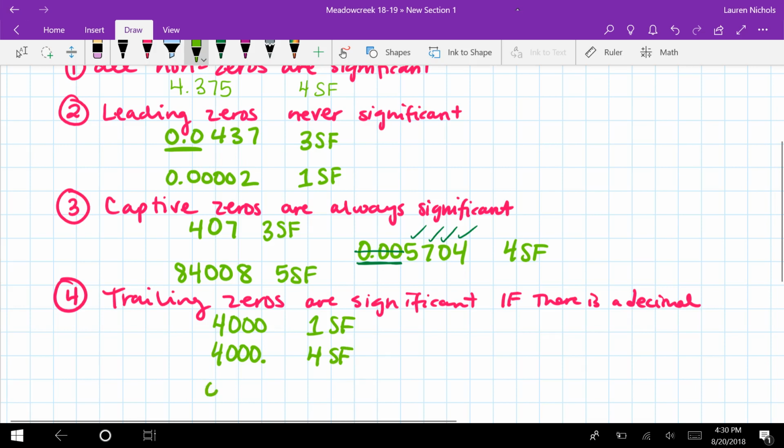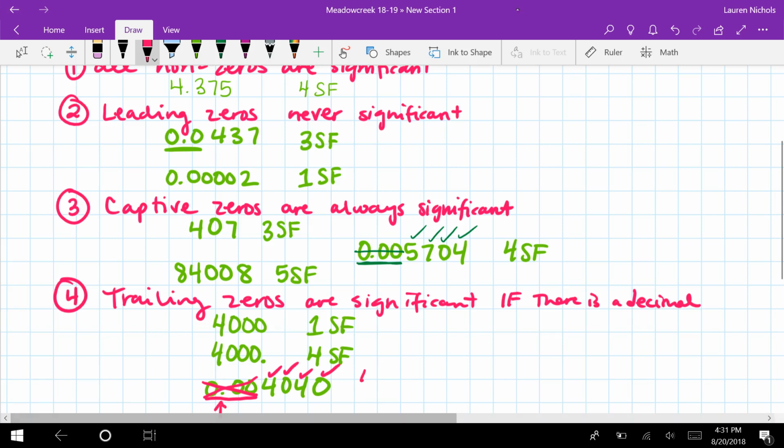Okay, so what if I have the number 0.004040? Okay, well, we know that the 4s are significant because they're not a 0. These 3 zeros at the front are not significant because they're leading zeros. This 0 is significant because it is a captive 0, and this 0 is significant because it's a trailing 0 at the end, and there is a decimal in this problem. So this would be a total of 4 significant figures.